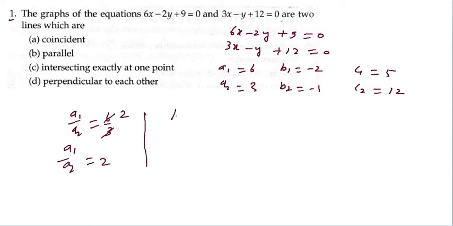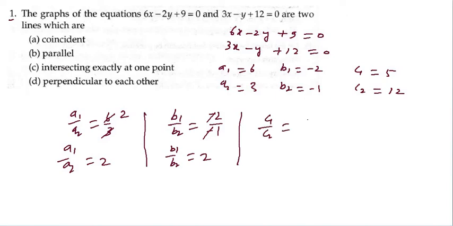Now come to b1 upon b2. b1 is minus 2 and here is minus 1. So minus minus cancel out, so b1 upon b2 is equal to 2. Now come to c1 upon c2. It is 9 upon 12. As you have seen, this and this both are equal. That means a1 upon a2 equal to b1 upon b2 but does not equal to c1 upon c2.